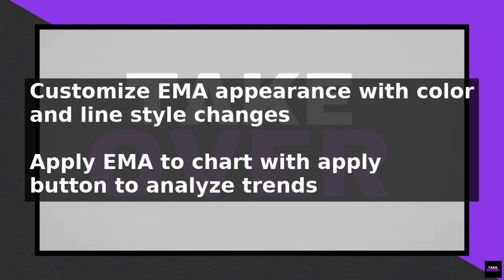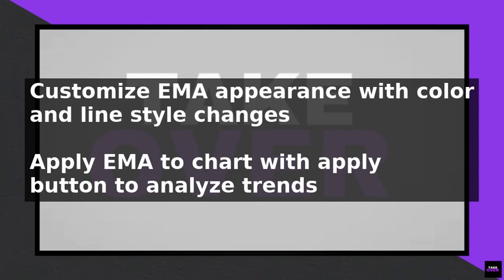To apply the EMA to your chart, click the Apply button. The EMA will be added to your chart, and you can use it to analyze trends and make trading decisions. You can also use the EMA in combination with other indicators, such as the Relative Strength Index or Bollinger Bands, to create a comprehensive trading strategy.